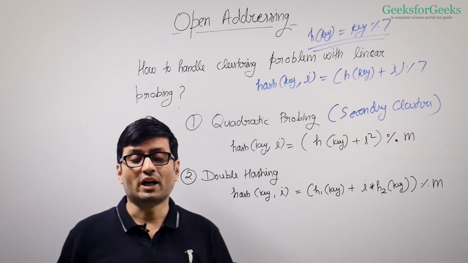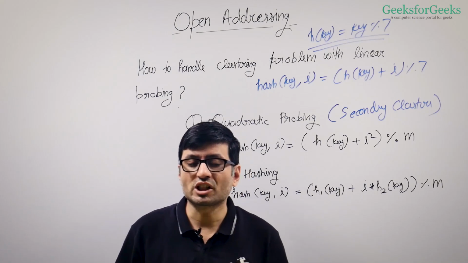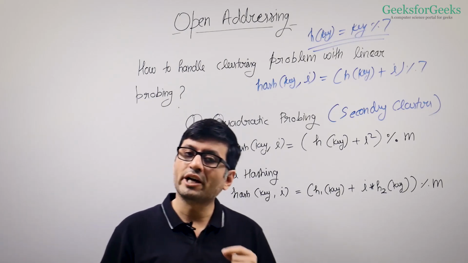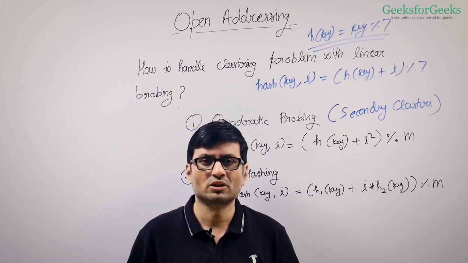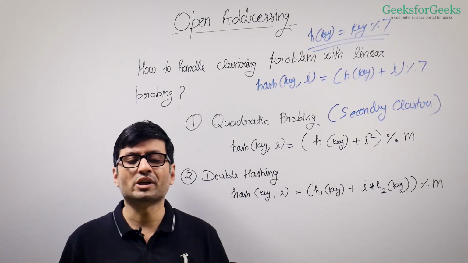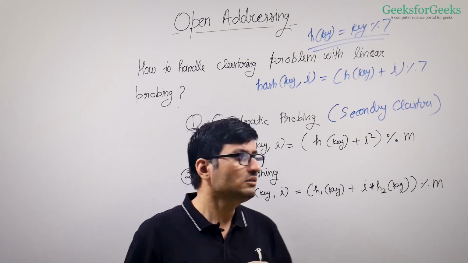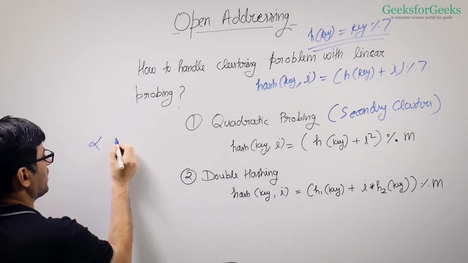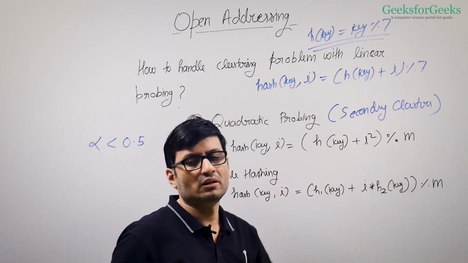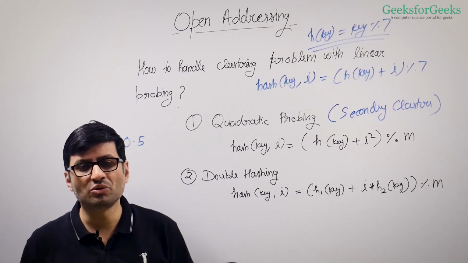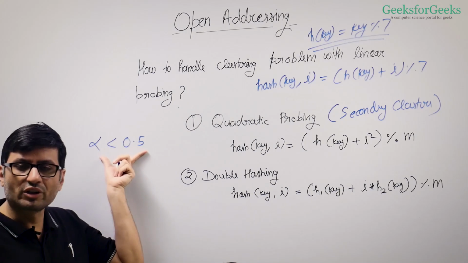But quadratic probing has one more disadvantage compared to linear probing. It might happen that it does not find an empty slot even if there are empty slots, because there we were linearly searching, and now we are using some other probe sequence. And there is a mathematically proven fact: if your load factor is less than 0.5 and if your m is a prime number, then only it will guarantee that it will find a free slot. So you should have double the table size if you are using quadratic probing.